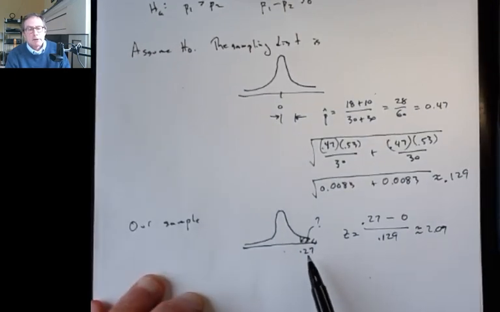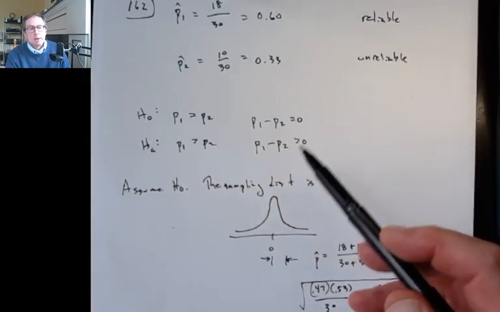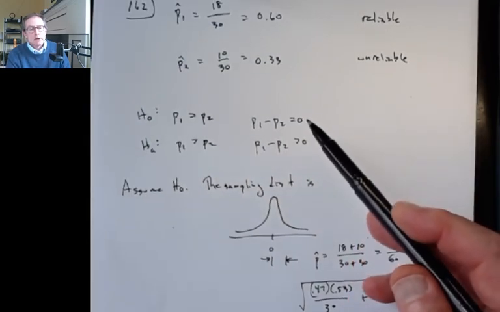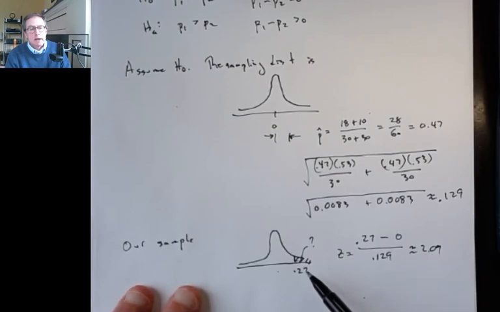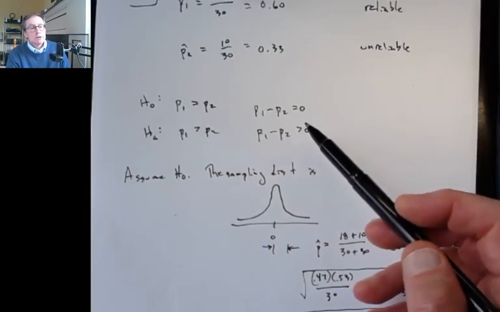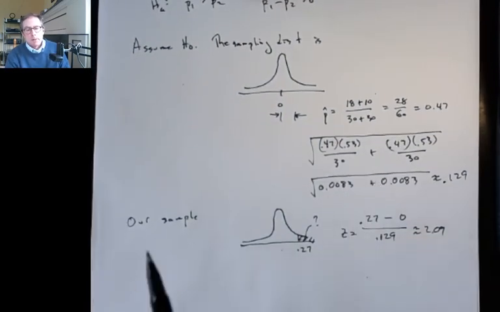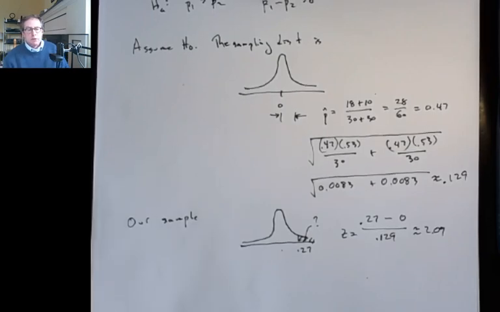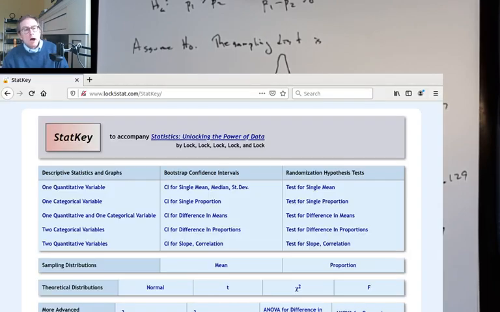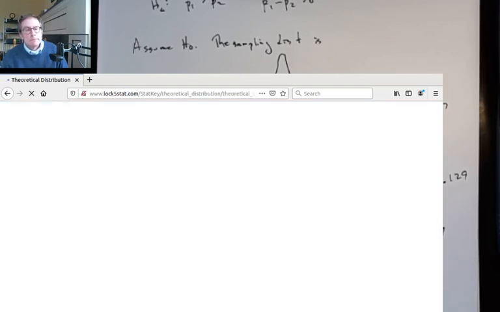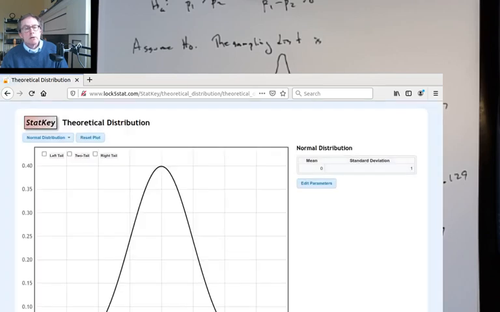How rare is this? Is it so rare that the H0 people will say, well, I guess I was mistaken? Or is it an everyday thing, and the H0 people will say, I still think it's just a sampling thing. Okay, so I'll pop up StatKey and ask it what's the p-value associated with 2.09. Let's see how we do. Okay, so normal curve. Make it look like the picture that I had on the piece of paper, so that means a right tail.